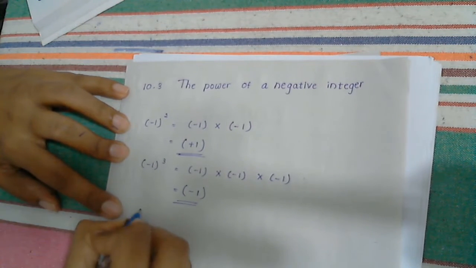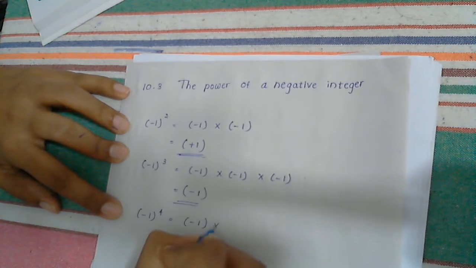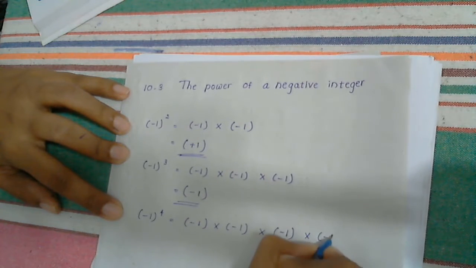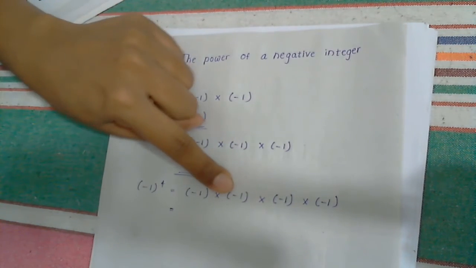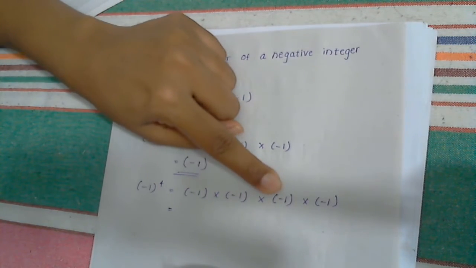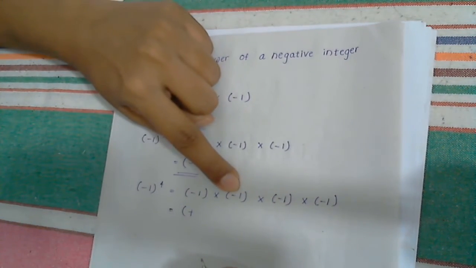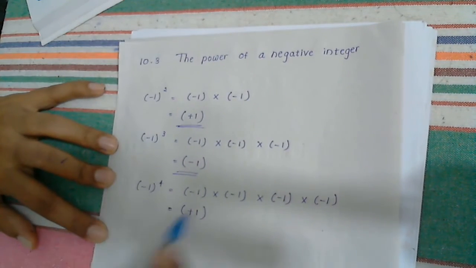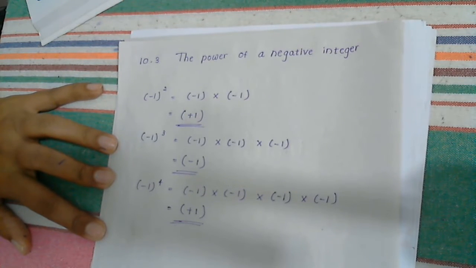Okay, let's see the fourth one. Fourth power. That means negative 1 into negative 1 into negative 1 into negative 1. Negative into negative, positive. Positive into negative, negative. Negative into negative, positive. 1 into 1, 1. So the fourth power of negative 1 is positive. Likewise, you have to fill the table given in activity 1. Write the question also.